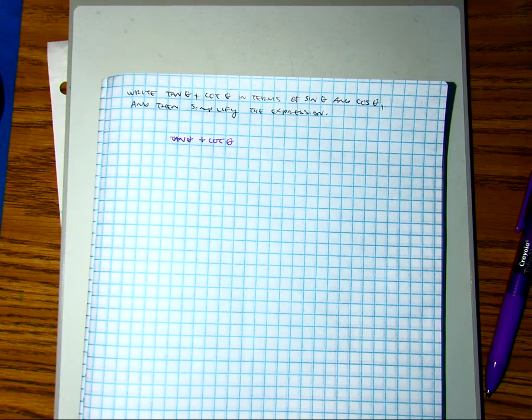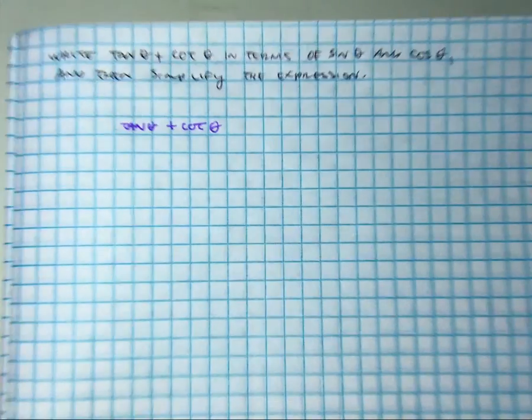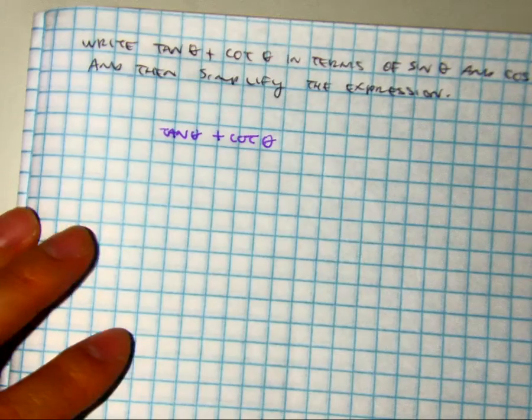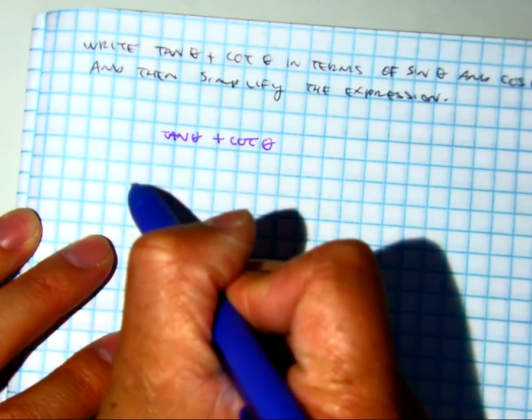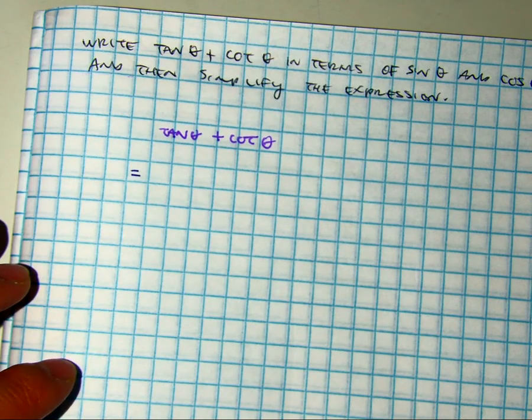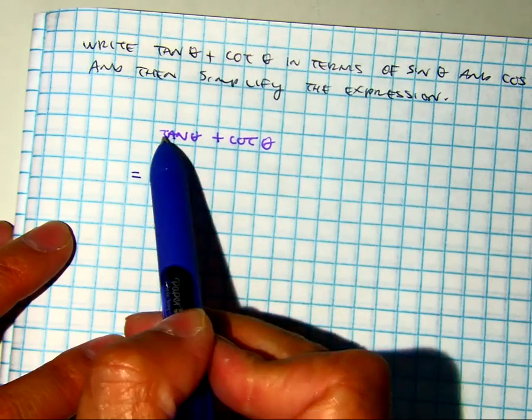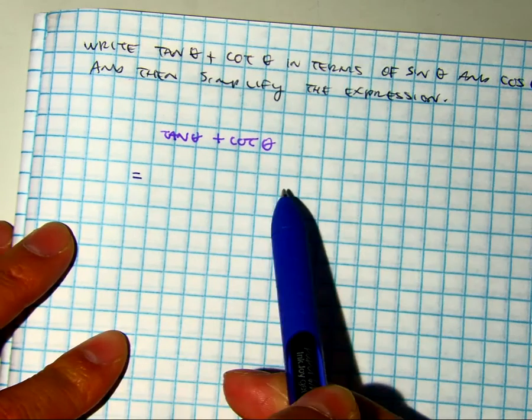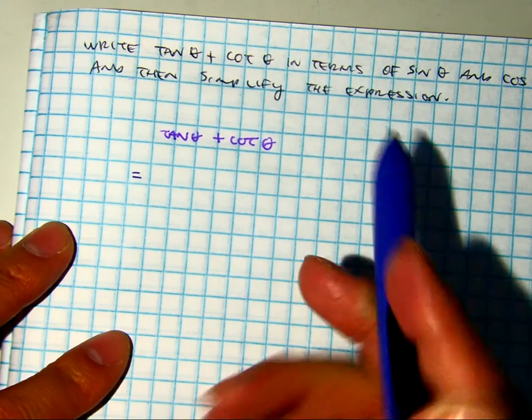Okay, so if we're just simplifying this expression, I just did what you told me not to do. I have an equal sign. I'm basically saying that this expression is going to be equal to what we simplify it to. Well, how do you simplify it? It tells us in terms of what?